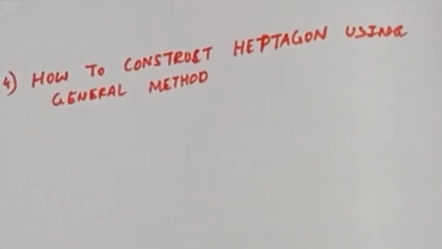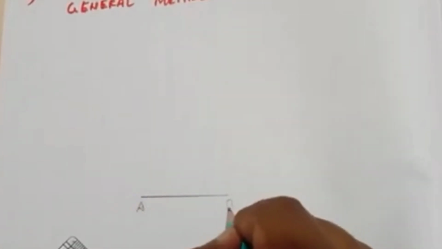Today we are going to construct a heptagon using the general method. To construct a heptagon, which has 7 sides, the length I'm considering is 40 mm. Drawing one horizontal line. This point is A, this point is B. Now you need to measure this length AB or BA and then draw an arc here.